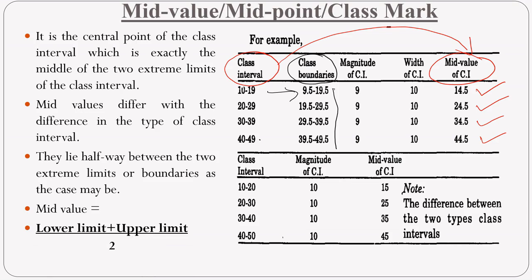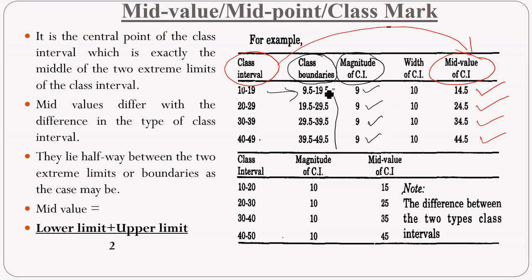Now, how to calculate magnitude? To calculate magnitude, we need to take class interval. 10 minus 19 will be 9. 20 minus 29, 9. 30 minus 39, 9. 40 minus 49, 9. So this is how we calculate the magnitude.